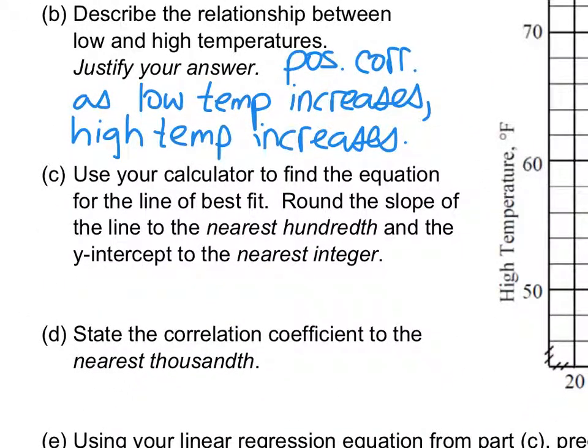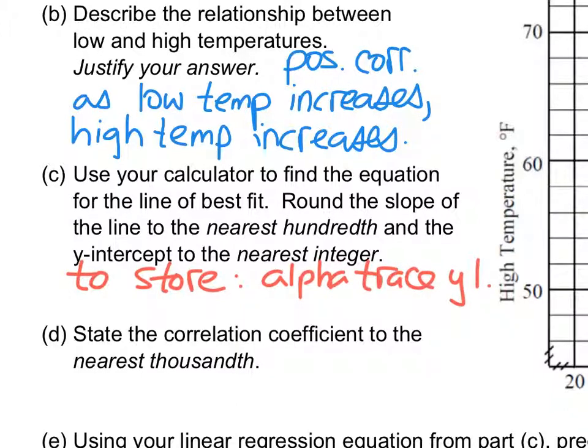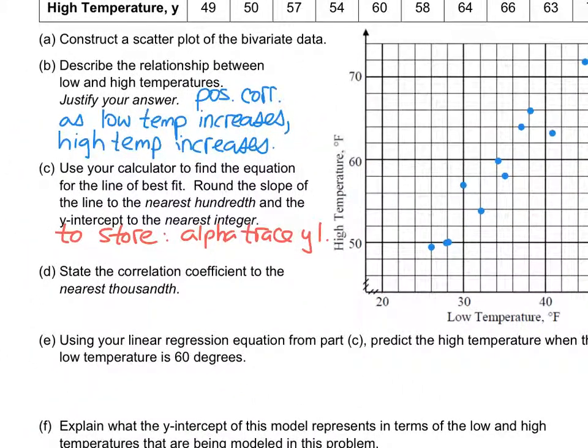So to store, you're hitting alpha, trace, y1. Now, if you're working on a TI-83, you just have to type that in as a separate thing. So, comma, we have to come up with a y1, and the y1 is not as easy to come by on the TI-83. You have to hit the variables menu, then go to the y vars, y variables, select function, and then y1. So not as convenient.